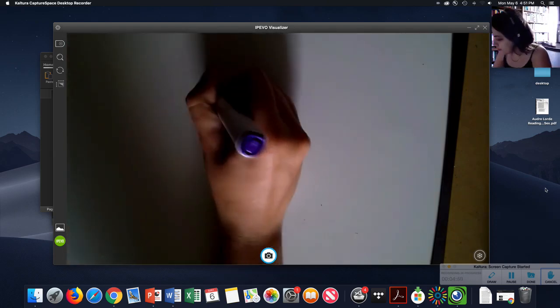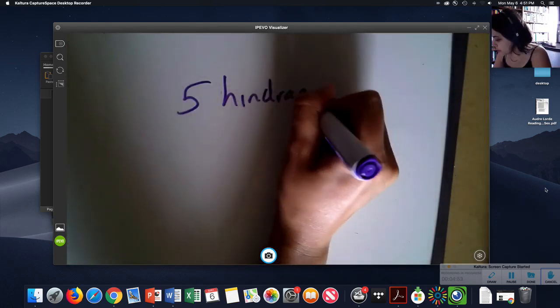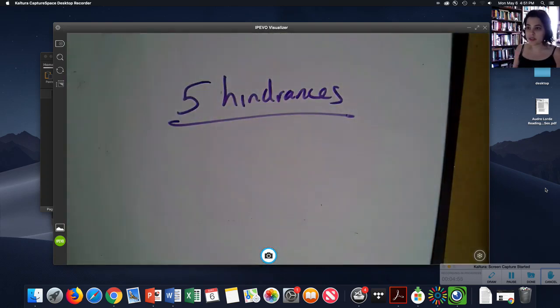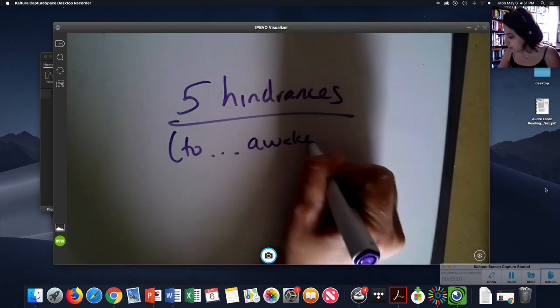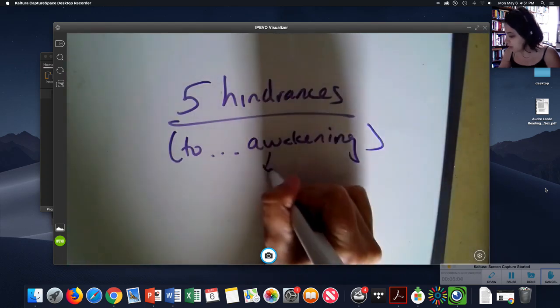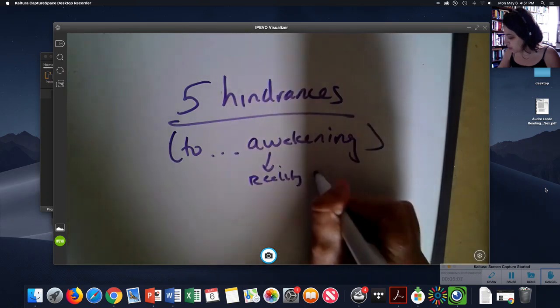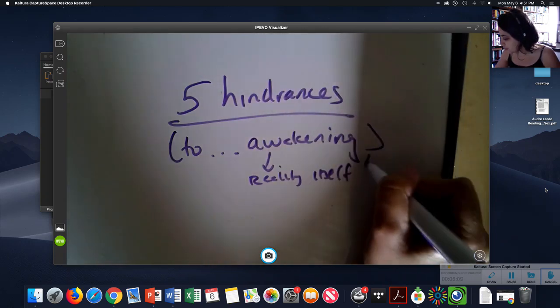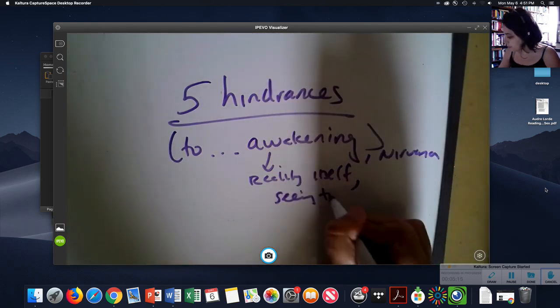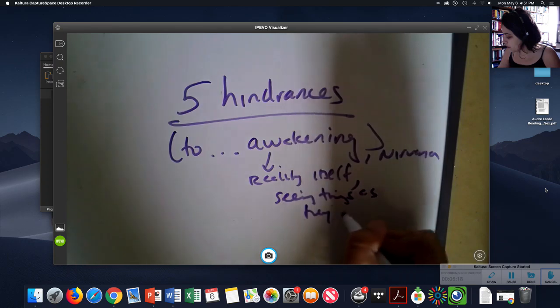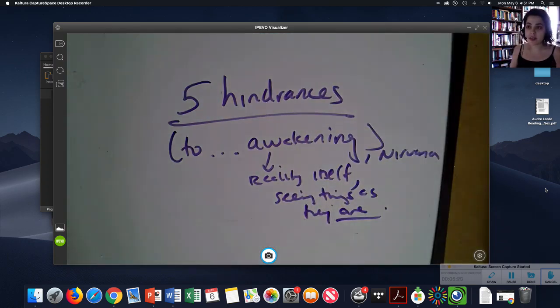The 5 hindrances. The first thing you ought to ask yourself is, the 5 hindrances to what? If something's a hindrance, if something's an obstacle, it's an obstacle to something. And that is to awakening, to being awake to reality itself, to nirvana, to seeing things as they are. So if that's our ultimate aim, to see things as they truly are, to experience the truth of reality, then the hindrances are what hinders us or blocks us or presents an obstacle to that.